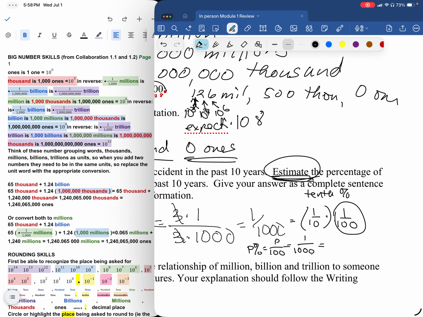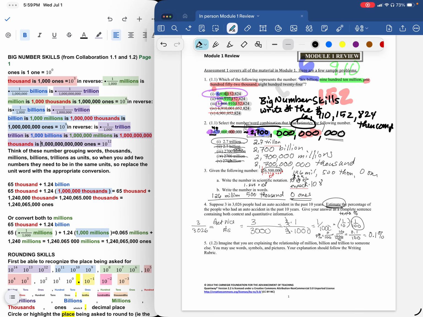So you can think of, what do I have to do to 1,000? Oh, I have to divide it by 10. So I'd have to divide both by 10. And then we get 0.1 over 100. So that is 0.1%. So somehow you have to come up with, and there are other ways you probably could, how 1 over 1,000 is 0.1%.